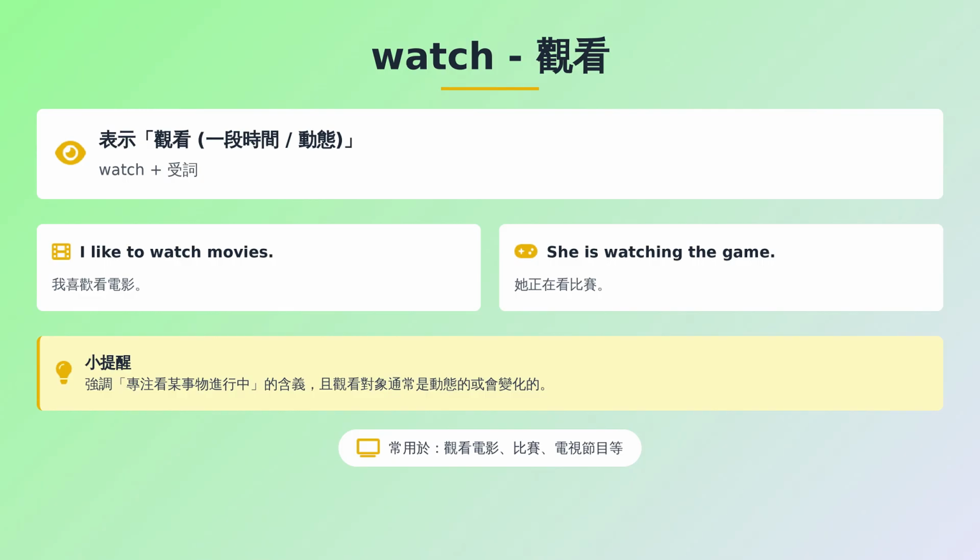Watch plus object. For example, I like to watch movies. She is watching the game. Note, this emphasizes the meaning of watching something in progress, and the object of observation is dynamic, usually moving or changing. Commonly used for watching movies, games, TV shows, etc.